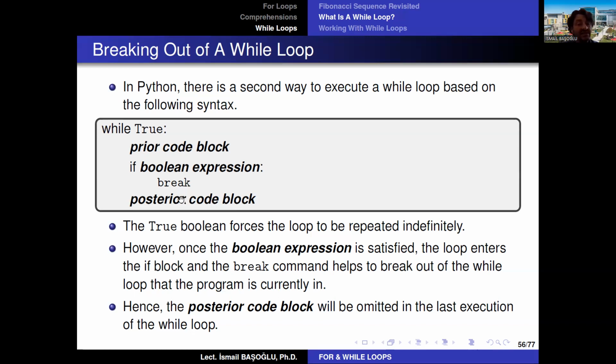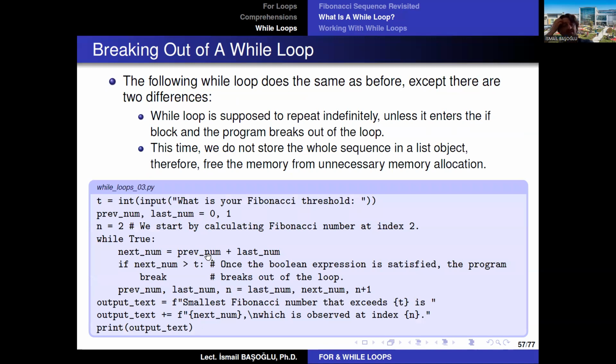Okay. However, let's just say in the third loop of the while, we somehow have entered this break if statement. If the Boolean expression is satisfied, we enter this if block, and the break keyword is executed. In that case, in the last repetition, the prior code block will be executed, but the posterior code block will not be executed. It will be omitted in the last execution of the while loop because we have broken out of the while loop before the posterior code block is executed. So let's do it in this case.